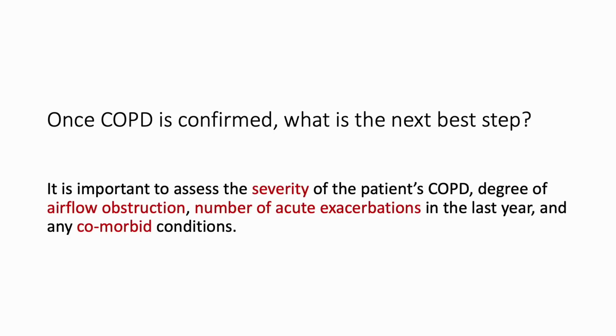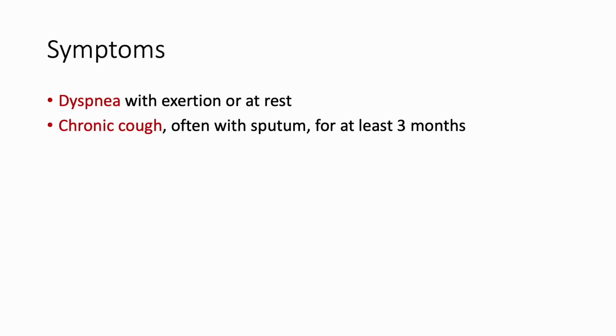Once COPD is confirmed, what is the next best step? It is important to assess the severity of the patient's COPD, degree of airflow obstruction, the number of acute exacerbations in the last year, and any comorbid conditions. Symptoms of COPD include dyspnea with exertion, or at rest, plus chronic cough, often with sputum. Chronic cough is defined as cough of at least 3 months versus acute cough, which is a cough of less than 1 month.